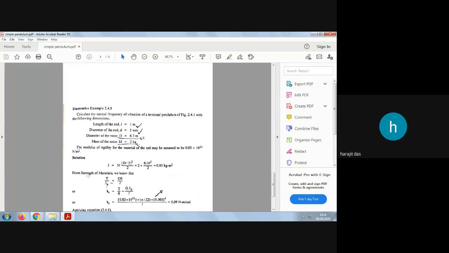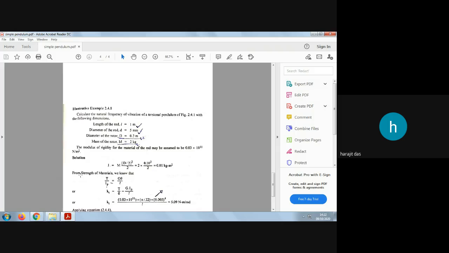Now, the formula for omega n is under root kt by I, isn't it? So I you have found out, but kt is not given in this question. To find kt, we need to use some other relations. So how can you find the value of kt?